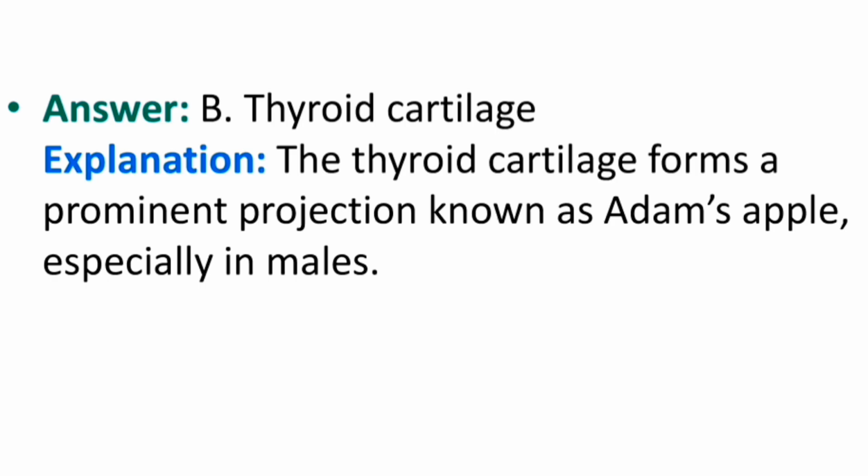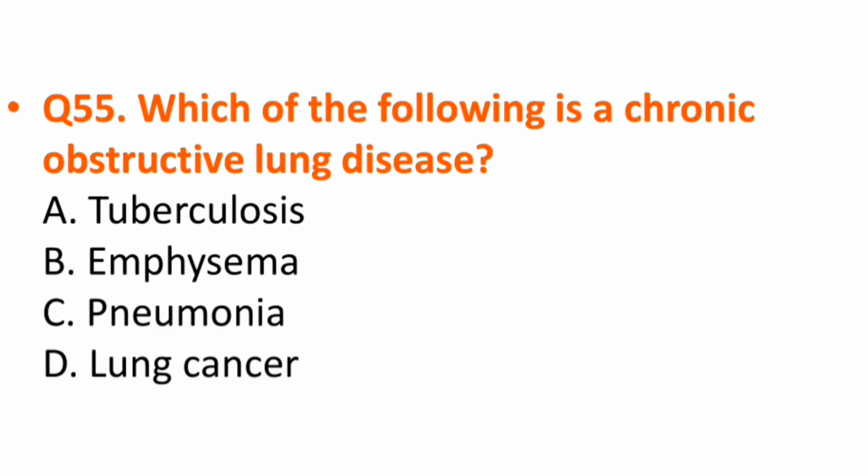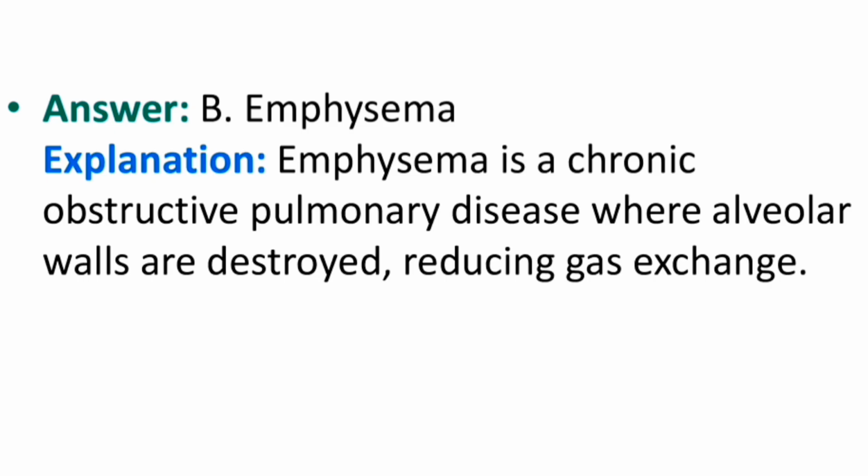The next question. Which of the following is a chronic obstructive lung disease? Option A, tuberculosis. Option B, emphysema. Option C, pneumonia. Option D, lung cancer. The correct answer is option B, emphysema. Emphysema is a chronic obstructive pulmonary disease where alveolar walls are destroyed, reducing gas exchange.